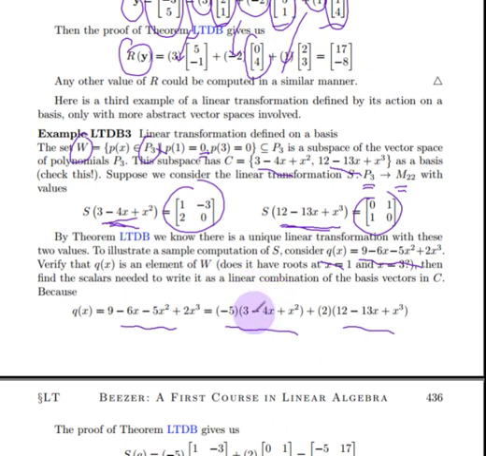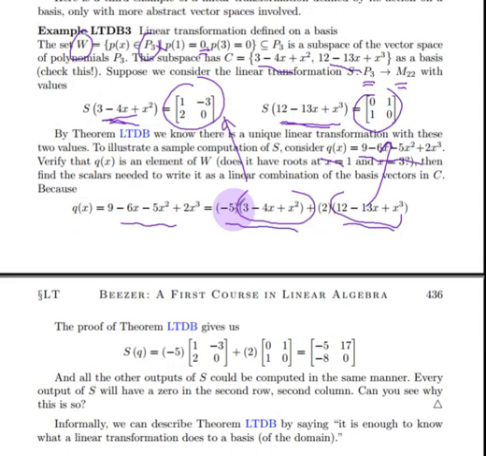Now, we know what S does to this basis vector, that's up here. And we know what S does to this basis vector, that's up here. So that tells us what S does to q. It's minus 5 times this result plus 2 times this result. It gives us an easy expression for the result.